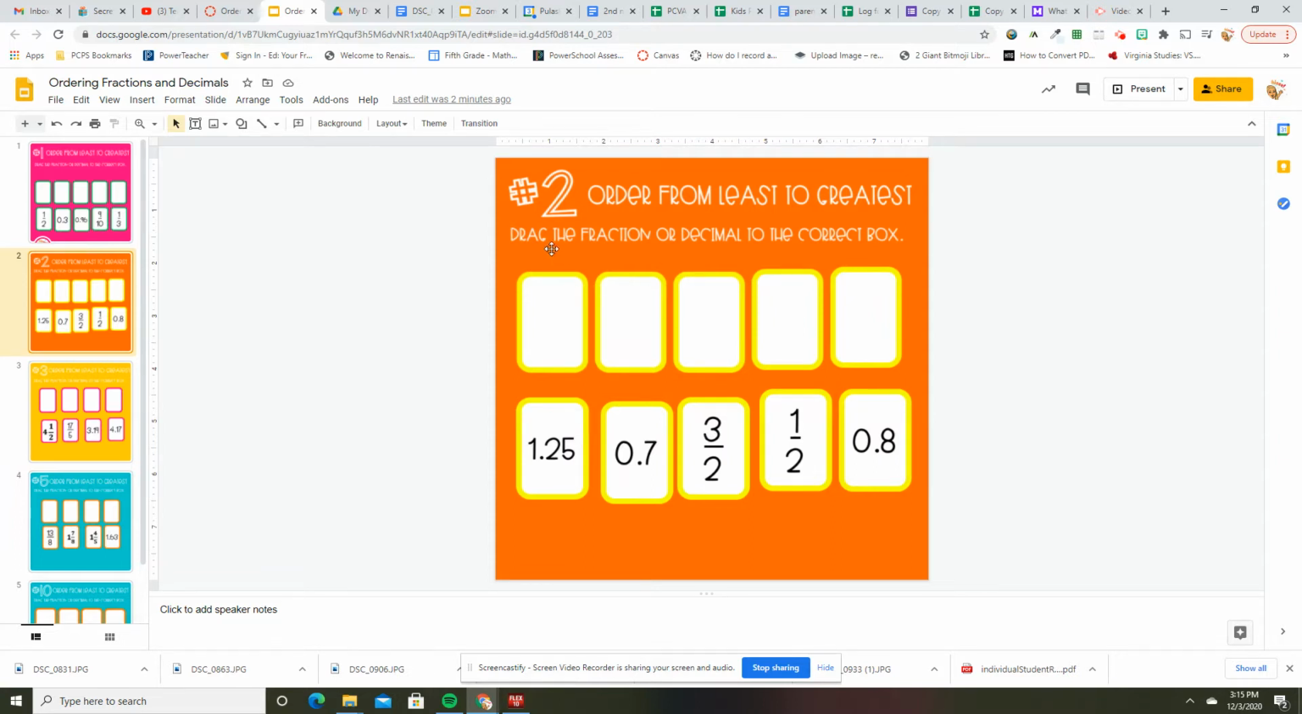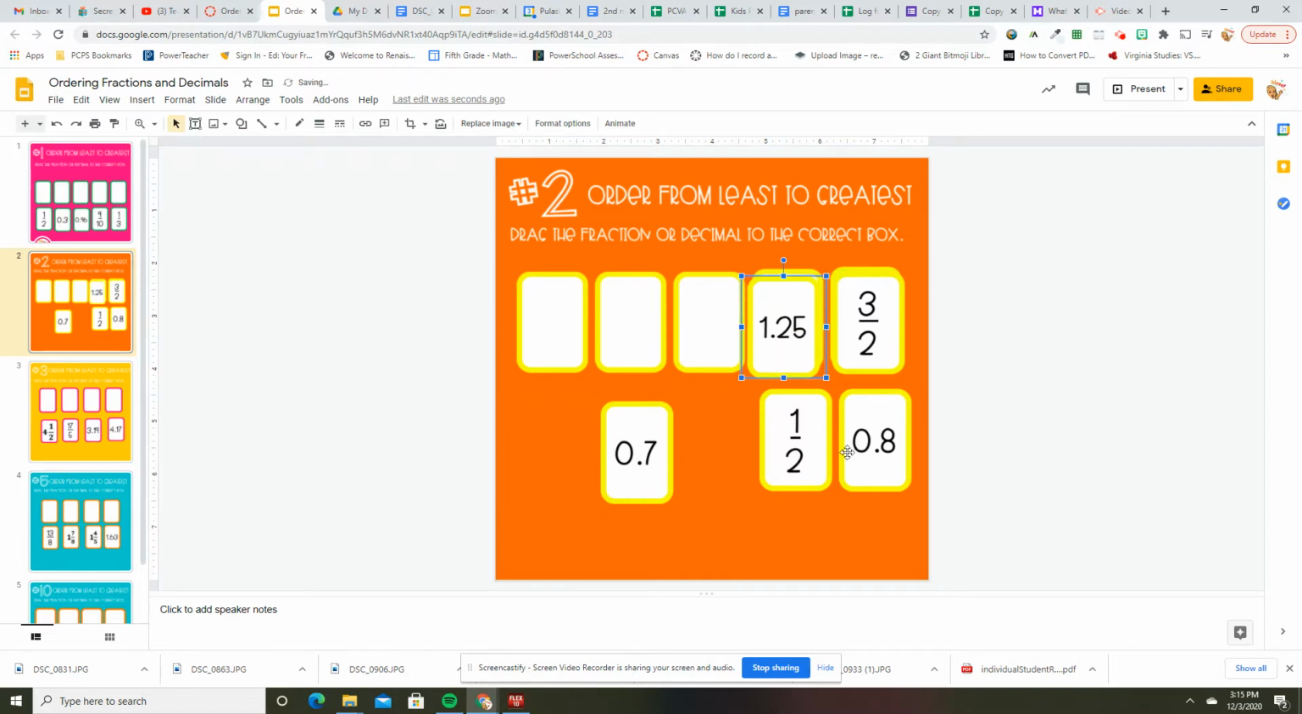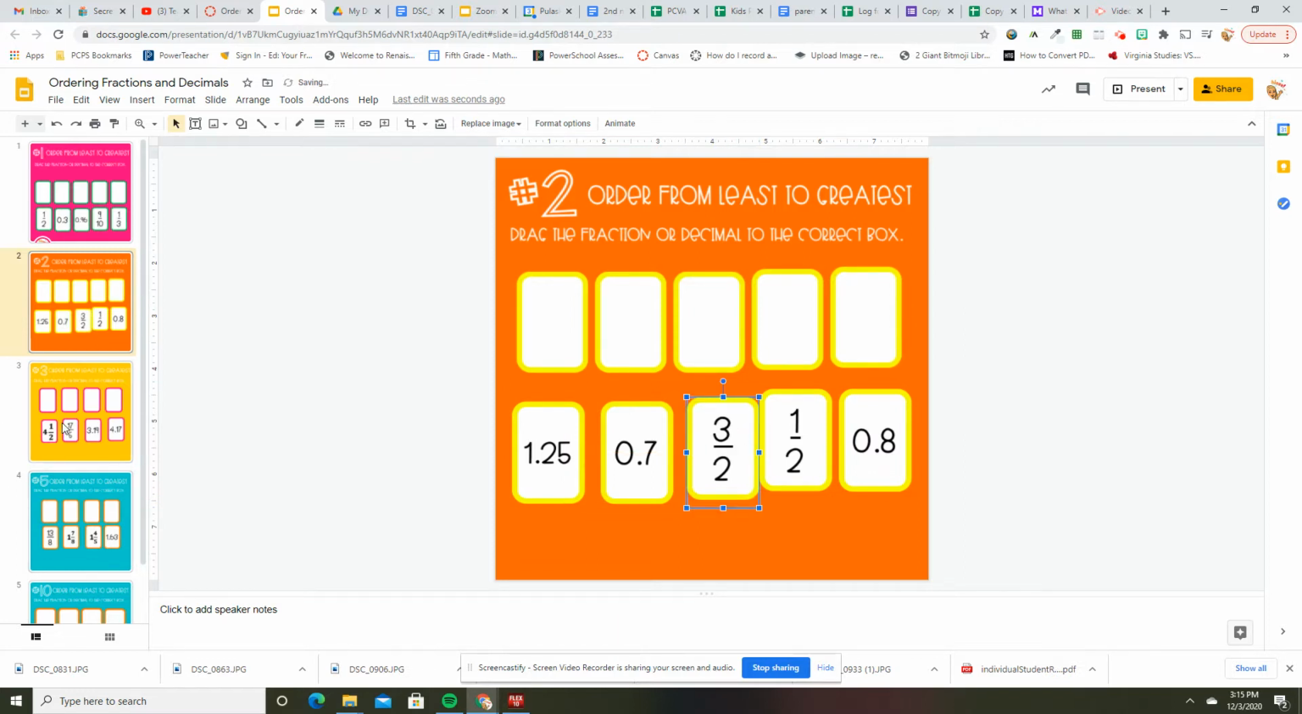So if you're doing from least to greatest, this one is going to actually be your biggest one, okay? Because then you've got this one that is 1.25, and then you just have to figure out where these would fit, okay? I don't want to put these back. All right, so let's move to this one.